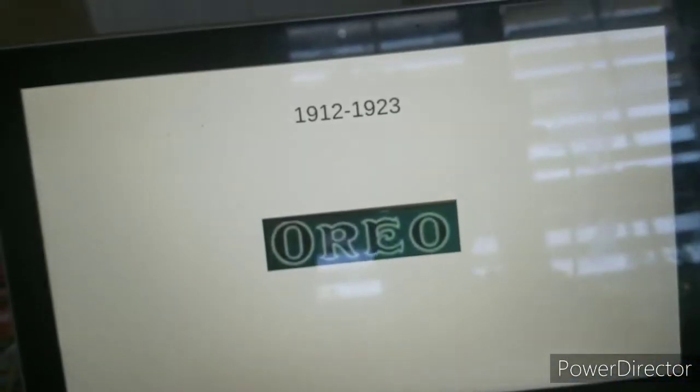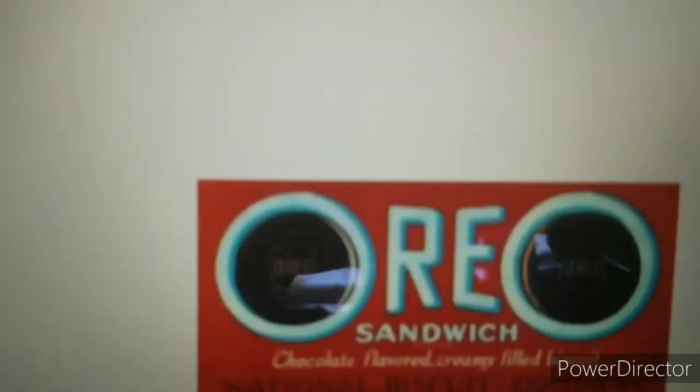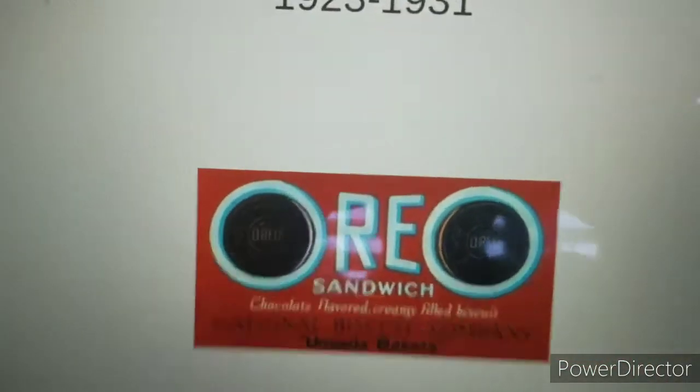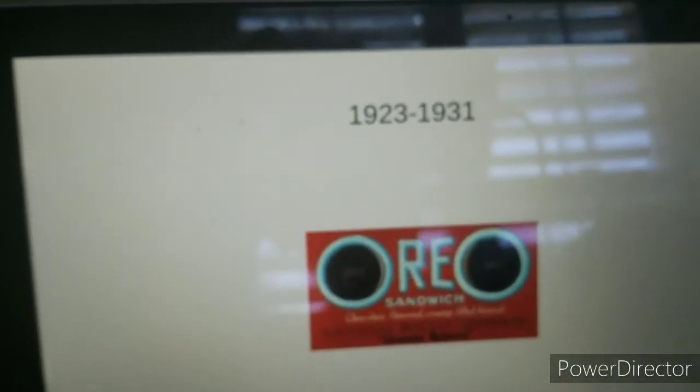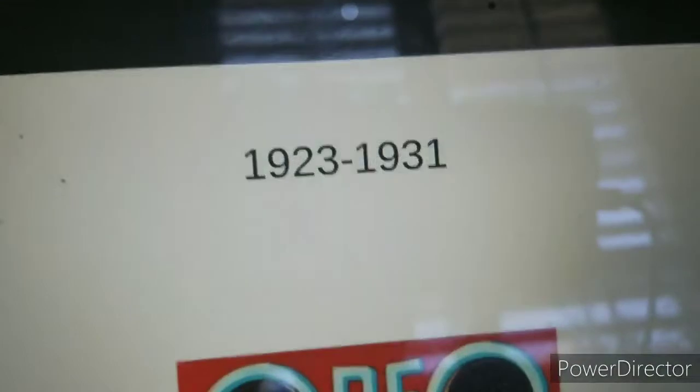Here we have the logo that was used from 1912 to 1923. Here we have the Oreo. It hit the market when it came. Yes, Thomas, I know. It says Oreo sandwich. Do you mean a sandwich that you put in? Yeah, I know that. And guess what? That logo was used from 1923 to 1931.